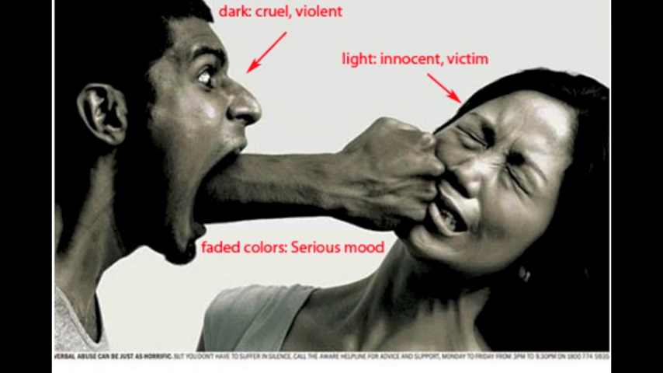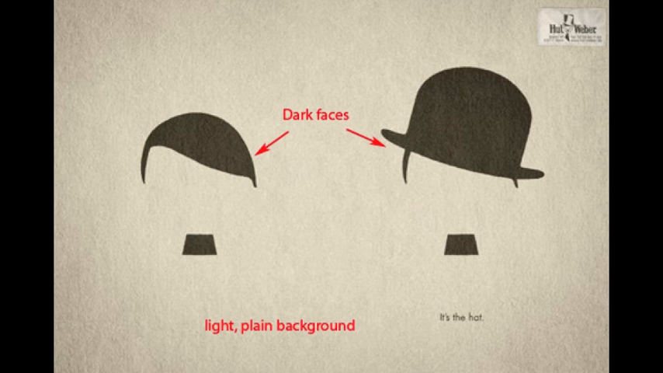In the ad for verbal abuse, the colors are faded, which sets a serious mood for the image. Also, the man on the left is darker, which makes him seem demonic and cruel, while the woman on the right is brighter, making her look like the innocent victim. The contrast of colors is of utmost importance when it comes to the Hut Weaver ad. The use of black facial features on the light tan background make the faces obvious and the point of the ad very clear to the audience.